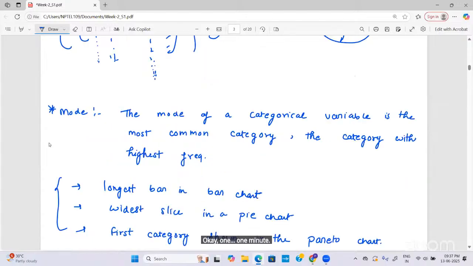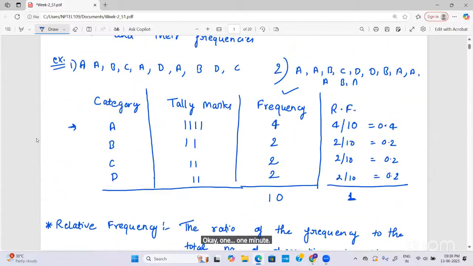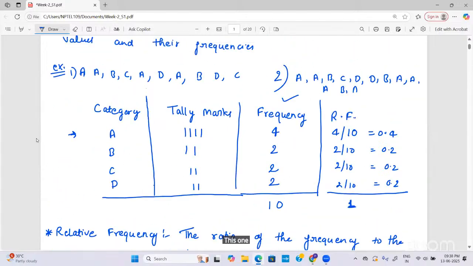Ma'am, can you go to this relative frequency screen where you have done some calculations? Okay, one minute. This one? Exactly. Now you have the tally marks, frequency and then relative frequency.